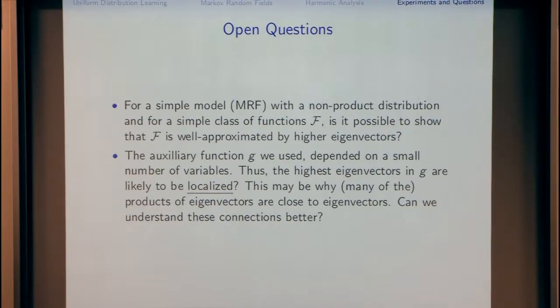Also, as I mentioned on the previous slide, the auxiliary functions that we were using were these parity functions that depend on a small number of variables. And we suspect that, so G itself depends on a small number of variables, and so it feels that because of that, the highest eigenvector in G is also localized in some sense. And this is why maybe the product of eigenvectors are also themselves close to being eigenvectors. The question is, can we understand what's going on here better for general Markov random fields?